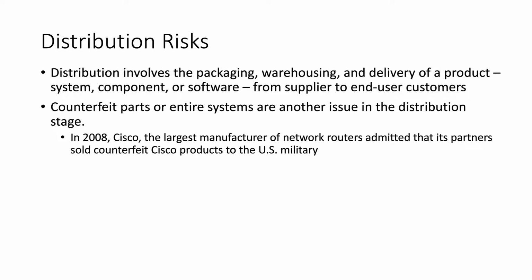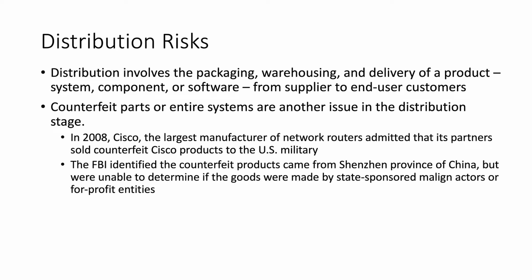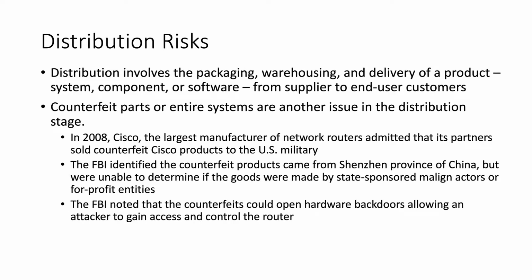For example, in 2008, Cisco, the largest manufacturer of network routers, admitted that its partners sold counterfeit Cisco products to the U.S. military. The FBI identified the counterfeit products that came from Sichuan province of China, but were unable to determine if the goods were made by state-sponsored malign actors or for-profit entities. The FBI noted that the counterfeits could open hardware backdoors, allowing an attacker to gain access and control the router.